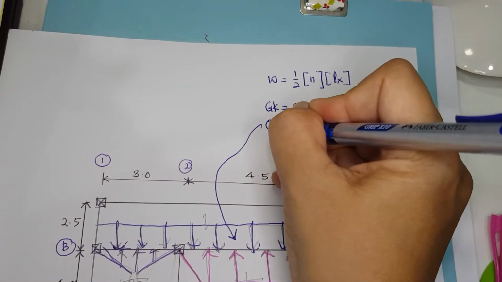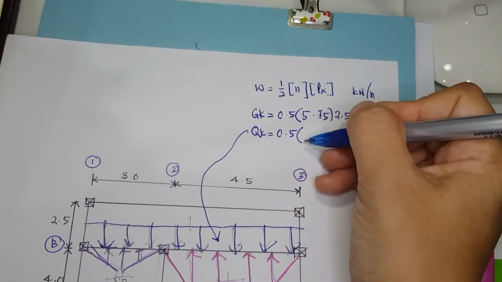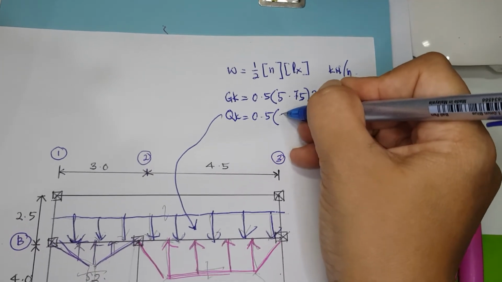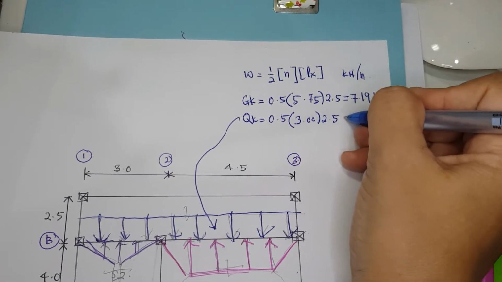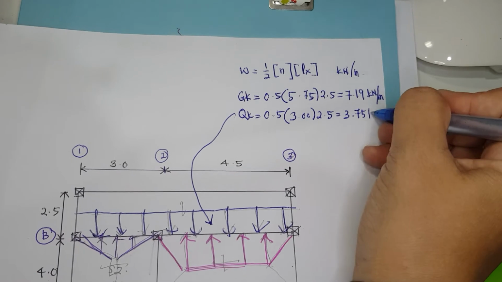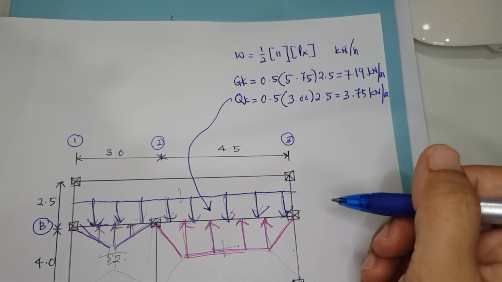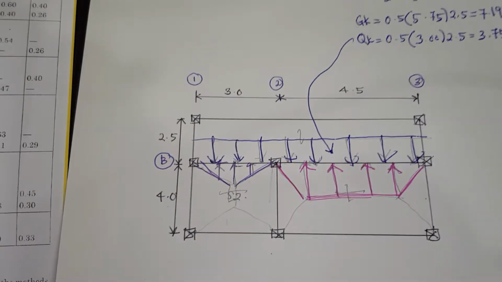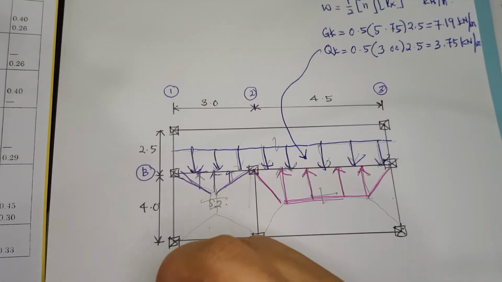Meanwhile, for QK is 0.5. The load for QK we calculated earlier is 3. Lx is same. So answer for QK is 3.75 kilonewton per meter. Next we calculate slab number 2.